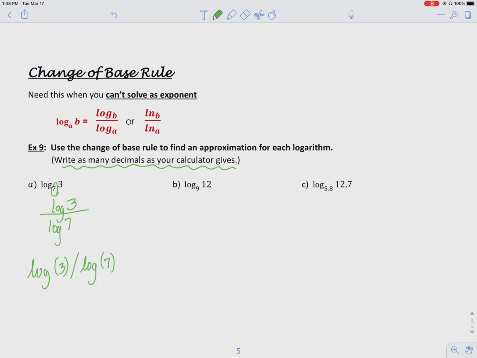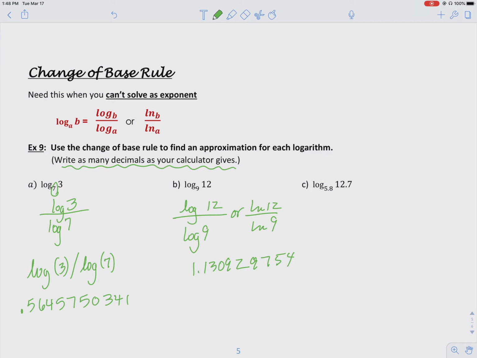So you should get, on my calculator, I got a big, long number. So that's what my calculator shows. Sometimes Casios have a little bit fewer decimal places. And so this one, you would just put log of 12 over log of 9 in. You could also put ln of 12 over ln of 9. Either one of those, because it's a ratio. So when you plug that in your calculator, this is the number that you should get. I'm not going to call it out to you, but that's the number you should get.